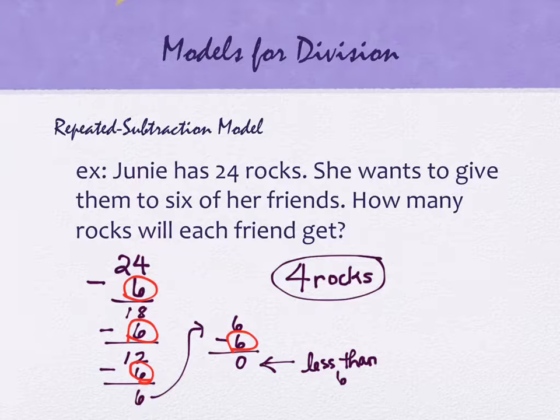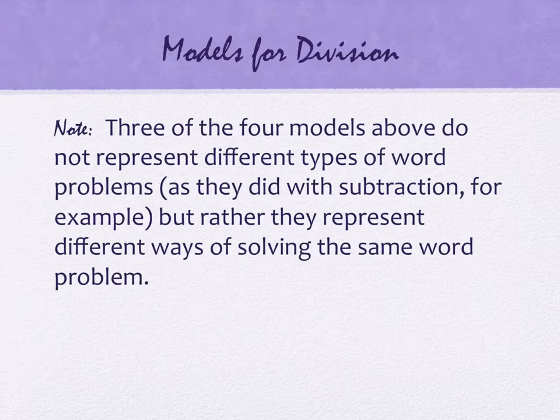Still 4 rocks, but she would have 2 left over. We call that a remainder with division, right? 4 remainder 2. Contextually, we would give them each 4 rocks, and Junie would still have 2 rocks left over, something like that. Okay? Now, I said this before, but it's also in your notes.